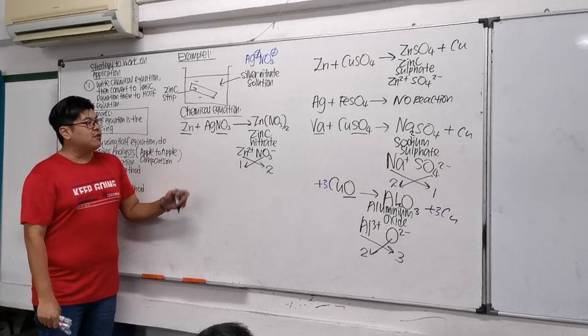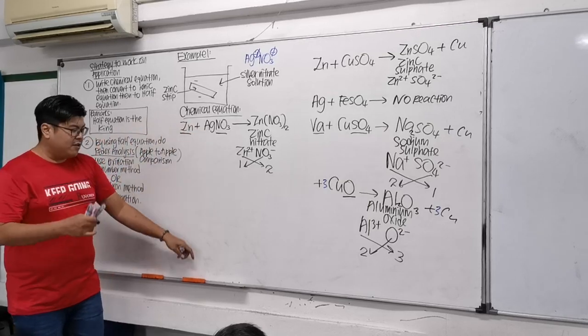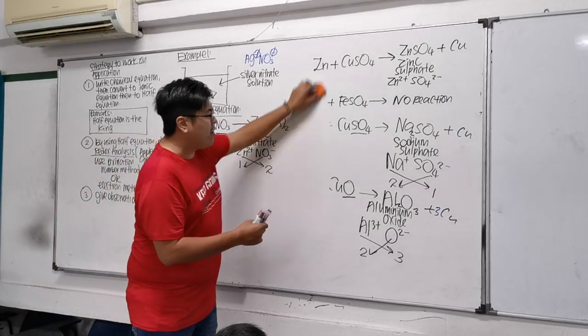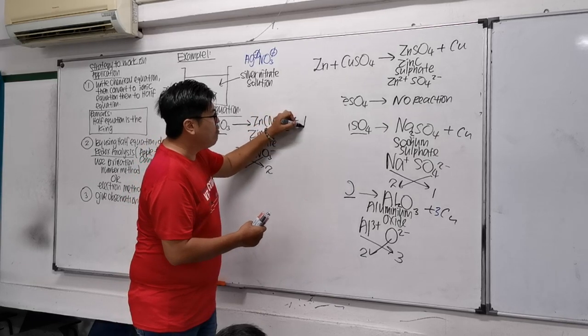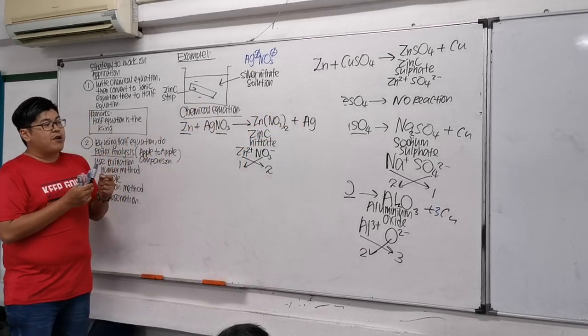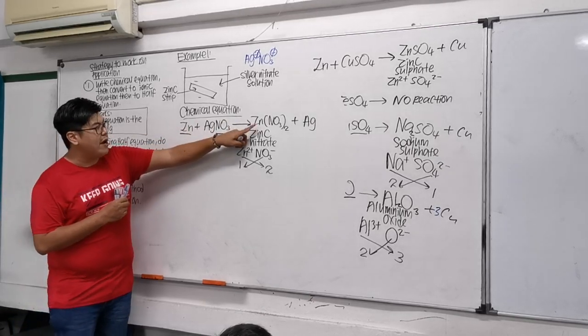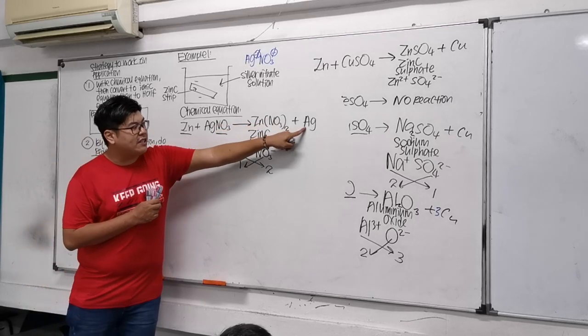Now, what else happened? When zinc rocked the nitrate away, the silver got nothing left. After being rocked, the silver has nothing left, so you just leave the silver alone. Okay? Now, every time you write a chemical equation, balancing is a must. Let's do it. 1 zinc on the left, 1 zinc on the right. 1 silver on the left, 1 silver on the right.